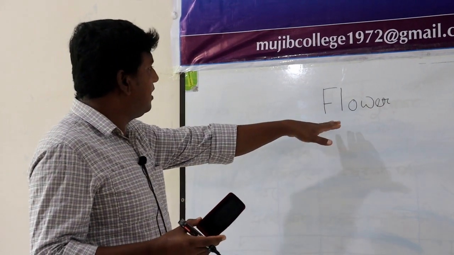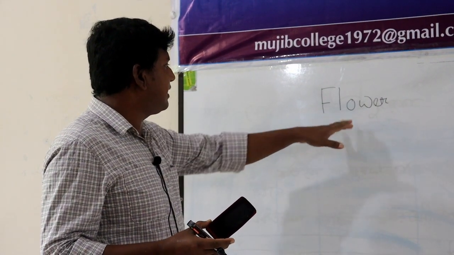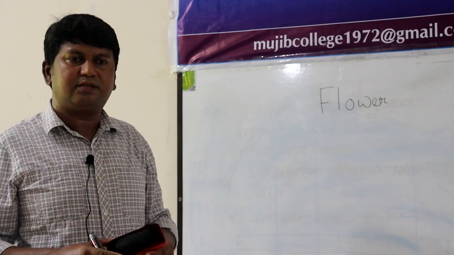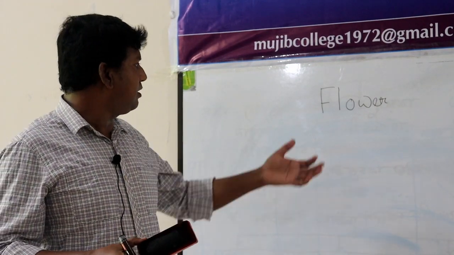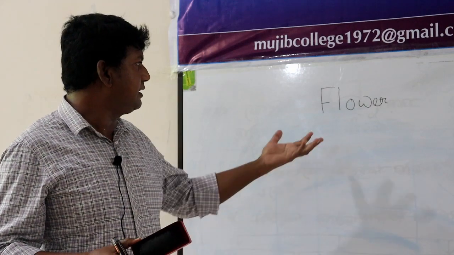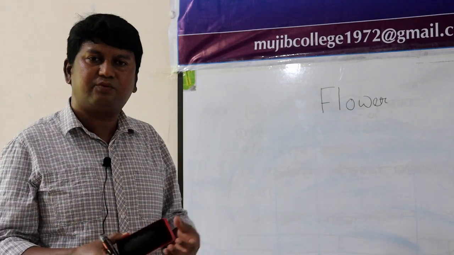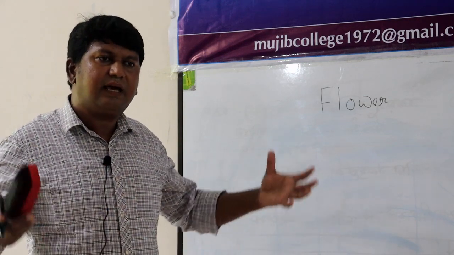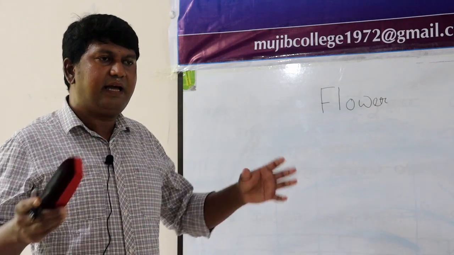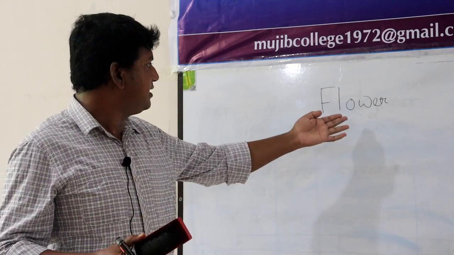We don't know this flower. Is it a white flower? Is it black? Or is it a beautiful flower? Or is it an ugly flower? Is it on the tree or is it in the vase? We know nothing about this. But we can add these things. And by adding these things, we can modify the word flower.